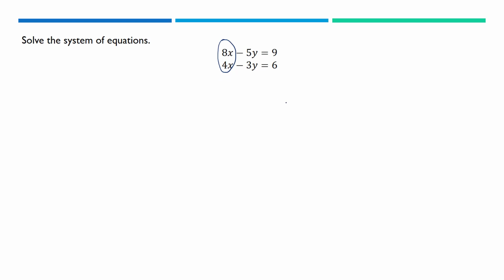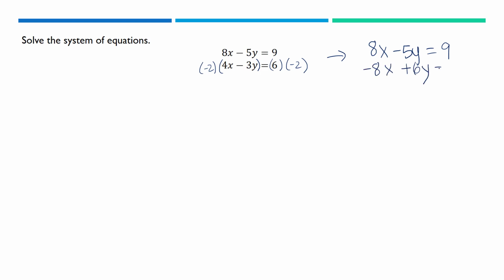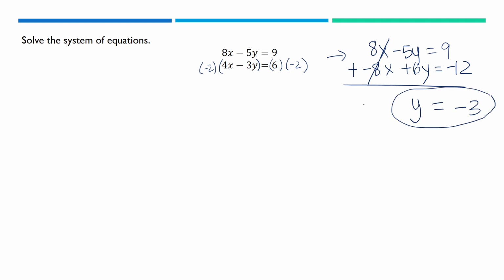If you want to, you could eliminate the y terms. We just have to either multiply one of them by a fraction or maybe multiply both of them by a number. It definitely looks like our easiest route here is to multiply our second equation by negative 2. But we do have some flexibility here. This is going to make my system 8x minus 5y equals 9, and negative 8x plus 6y equals negative 12. Now when I add them, my x's disappear. I get just a 1y equals negative 3, so I get my y value right away.